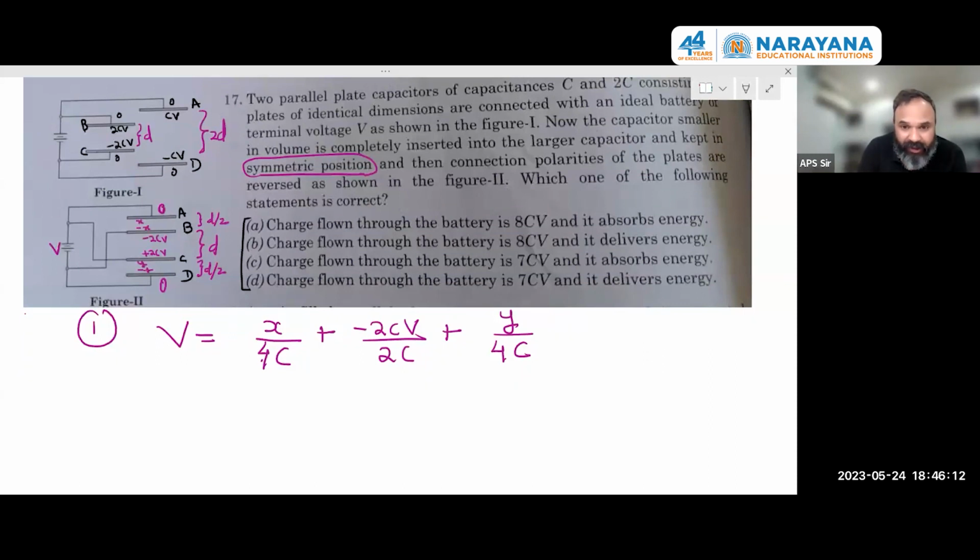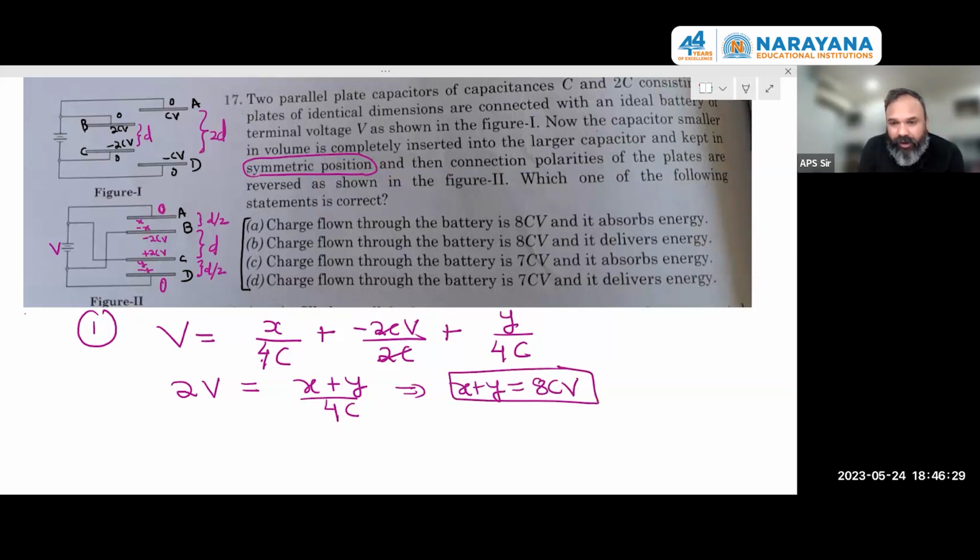So what are we getting? The 2C and 2C will cancel out, right? This will become 2V here. And you are getting some terms like X plus Y upon 4C. So I'm getting X plus Y as 8CV.